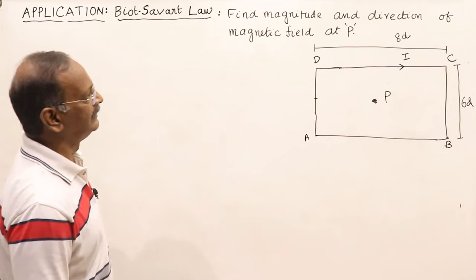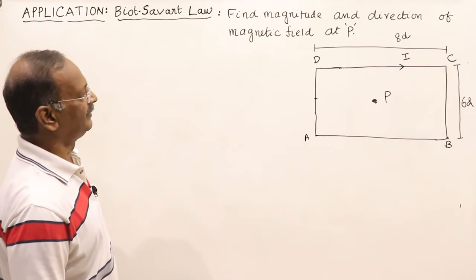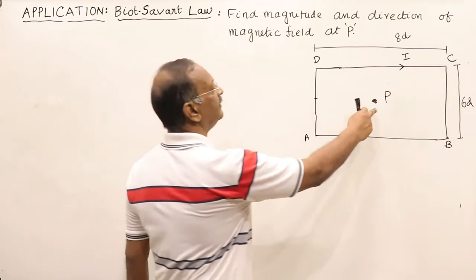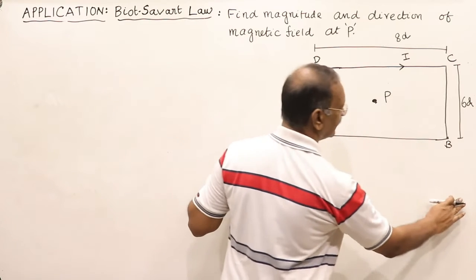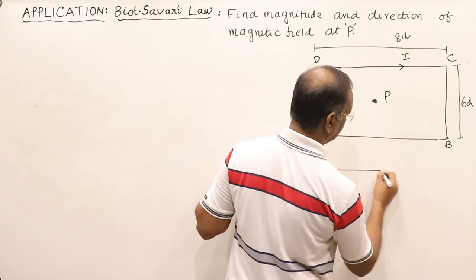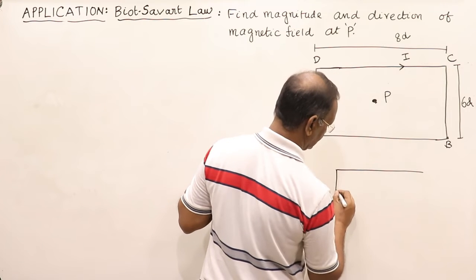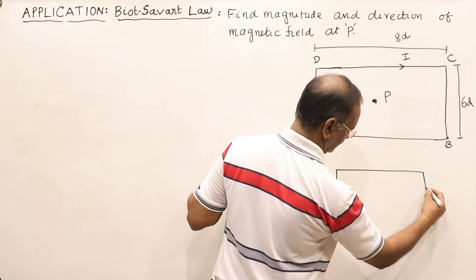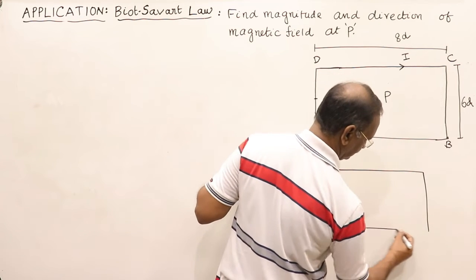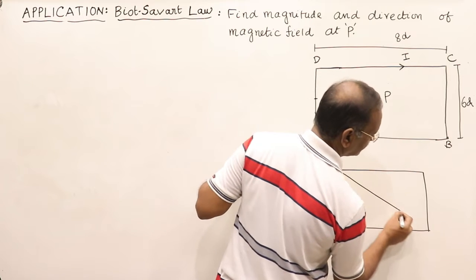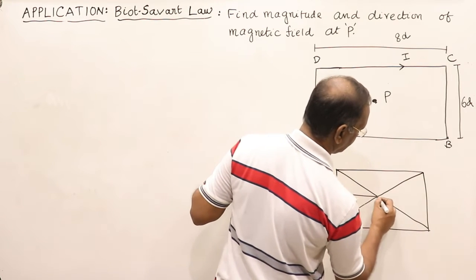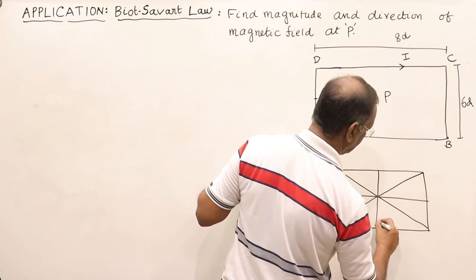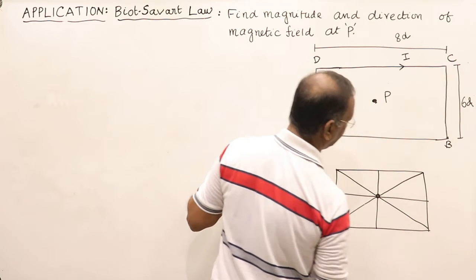Find the magnitude and direction of the magnetic field at P, where P is the center point of this rectangle. We'll redraw this rectangle, of course not exactly to size. This is the point, and this is the point. This is the point. This we've drawn. This is the center point P.